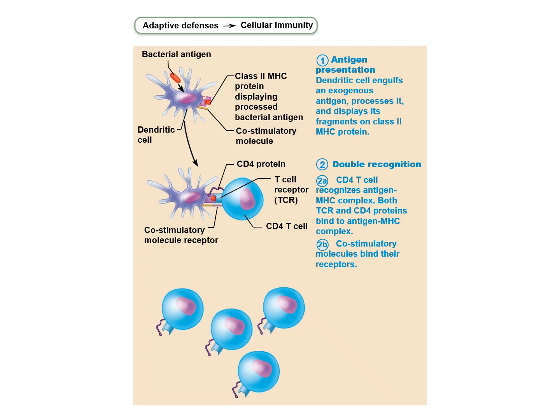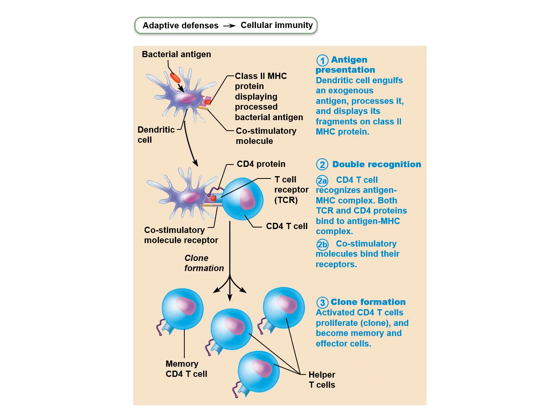So basically it's saying, hey, look at me, I'm infected. Okay. Then you have double recognition. The CD4 T cell recognizes the antigen MHC complex. Both the TCR and the CD4 protein bind to the antigen MHC complex. Co-stimulatory molecules bind to their receptor. So you see that there's basically two places it has to bind.